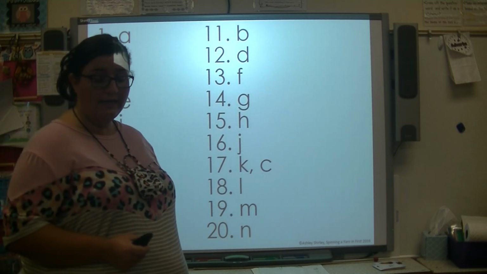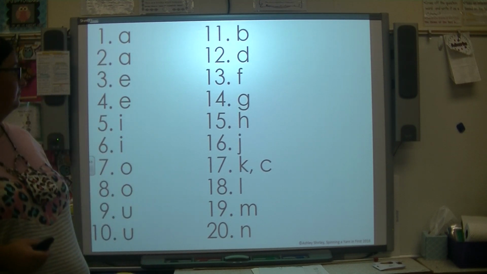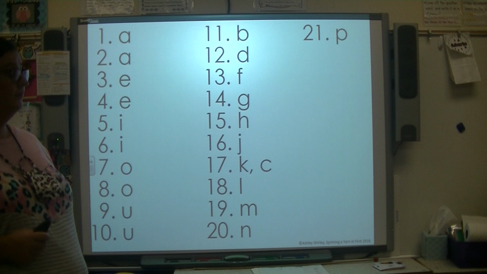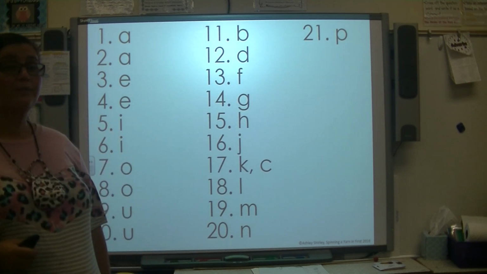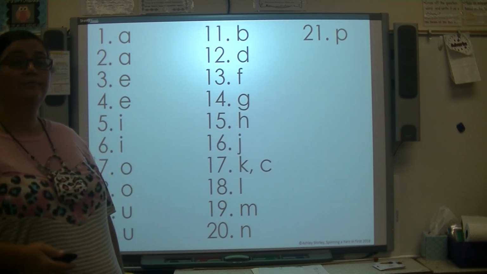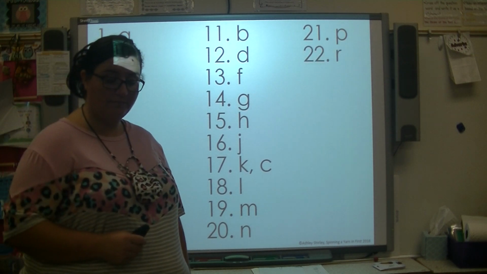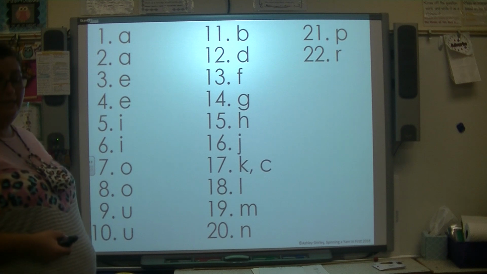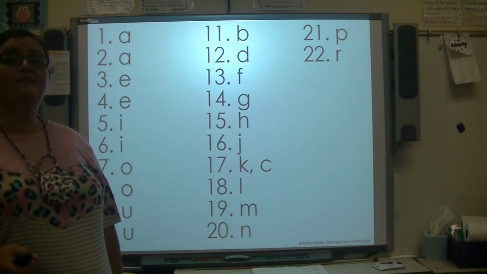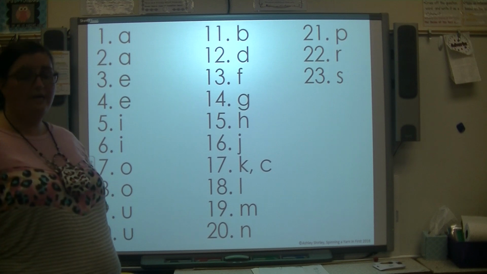Number 21. Listen. P. P. Letter P. 22. Letter R. 23. Letter S.